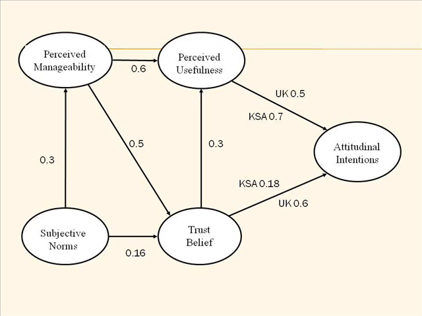That means perceived usefulness is mediating the relationship between perceived manageability and attitudinal intentions. Now that's an important mediation, because the relationship between perceived usefulness and attitudinal intentions to adopt internet banking is actually moderated by the national culture. And that is, that relationship is much stronger in Saudi Arabia with a coefficient of 0.7 compared to the United Kingdom with a coefficient of 0.5.